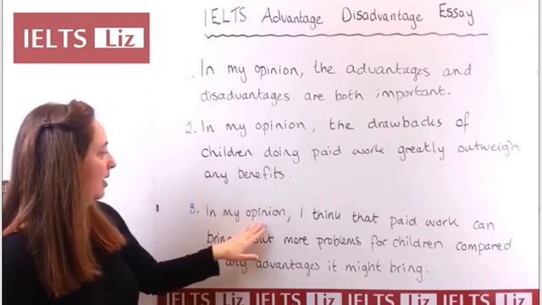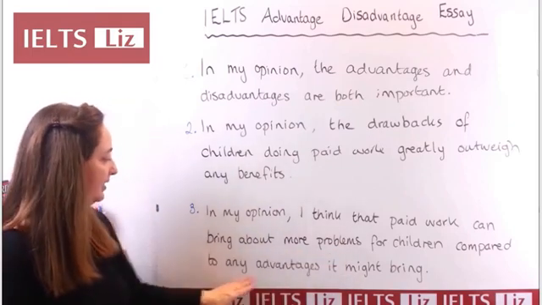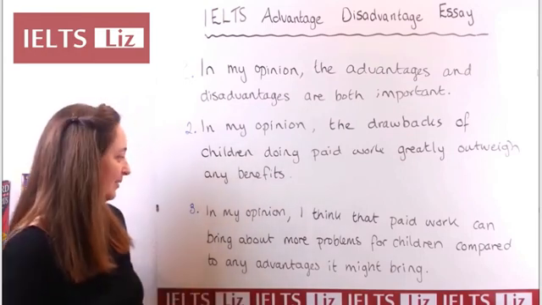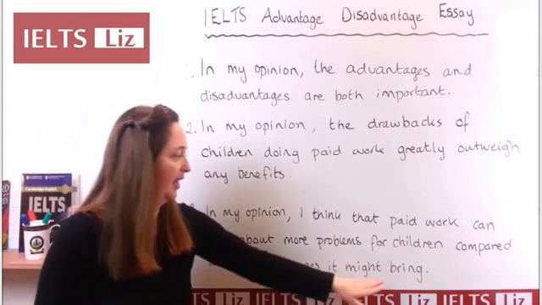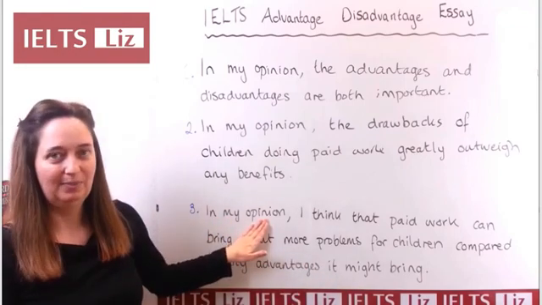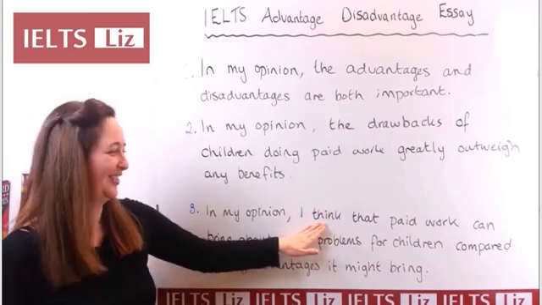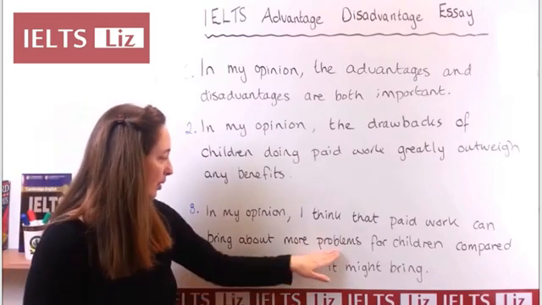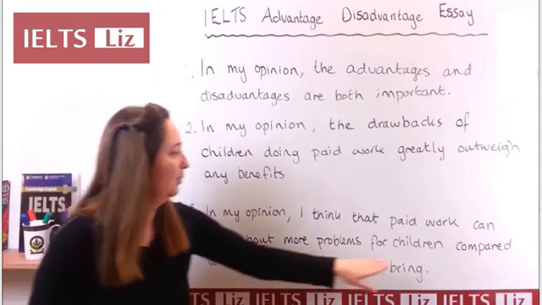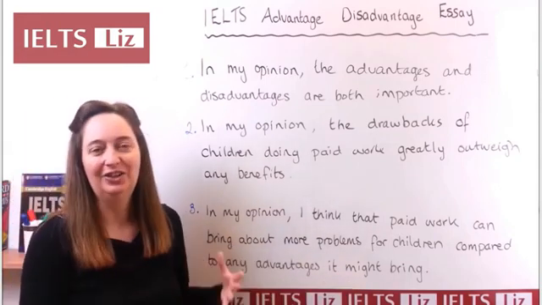Let's have a look at number 3. In my opinion, I think that paid work can bring about more problems for children compared to any advantages it might bring. Again, we have got a very clear answer, which is there are more problems than advantages. And what else have we got? We've got in my opinion, so the examiner can find our answer. I think it's fine to use both. It's very natural in English to do that. Bring about more problems. Bring about means it creates, it causes more problems. We've got a comparison, compared to any advantages that can occur.